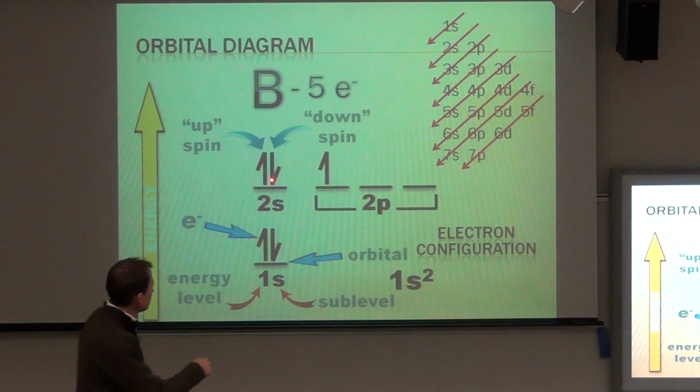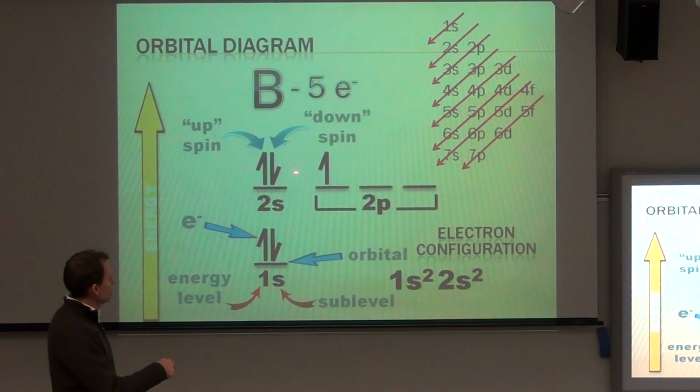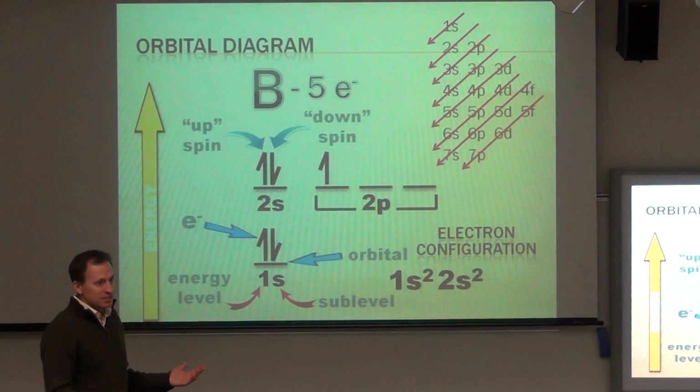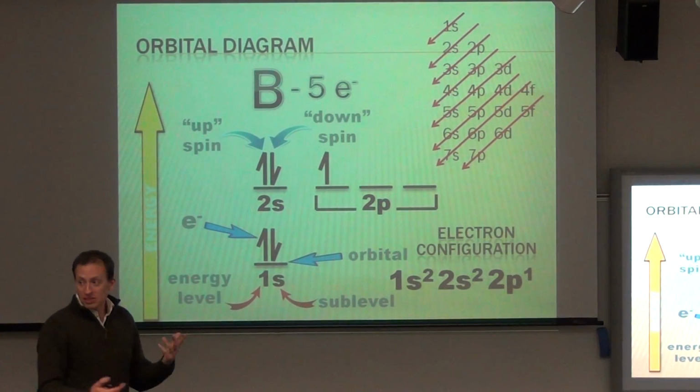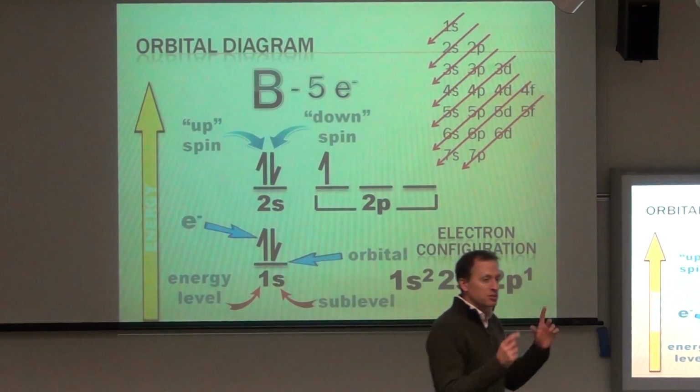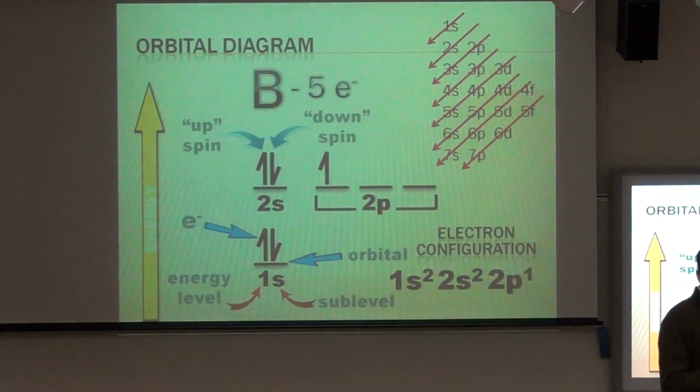Then I go forward. Oh, that's 2s2. And how do I end it? You've never even done this before, and I bet you know how to end this. It's 2p1. Because there's 1 electron in there, right? 2 plus 2 plus 1 is 5. So when you're done, those little numbers should equal the number of electrons I have.